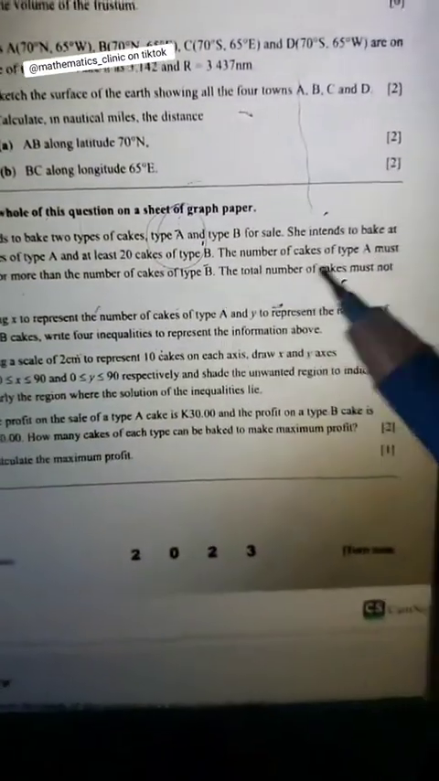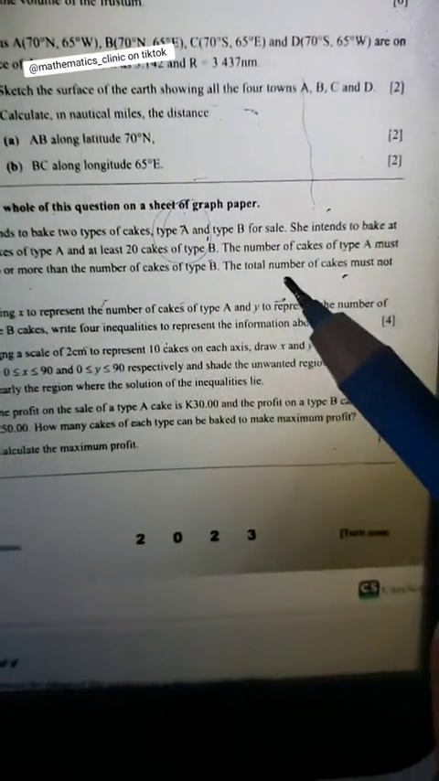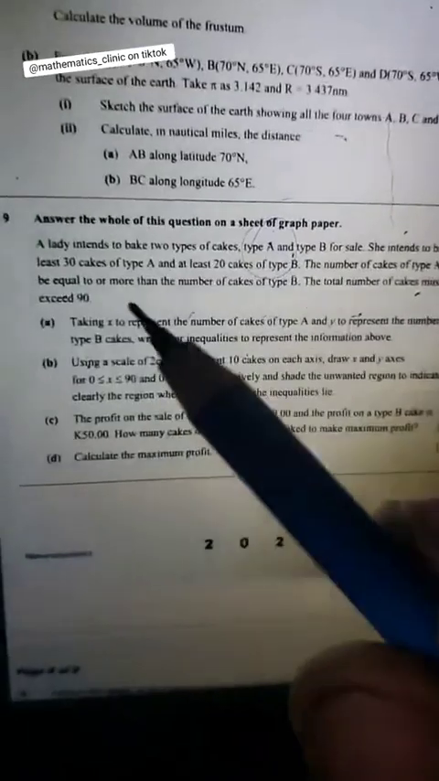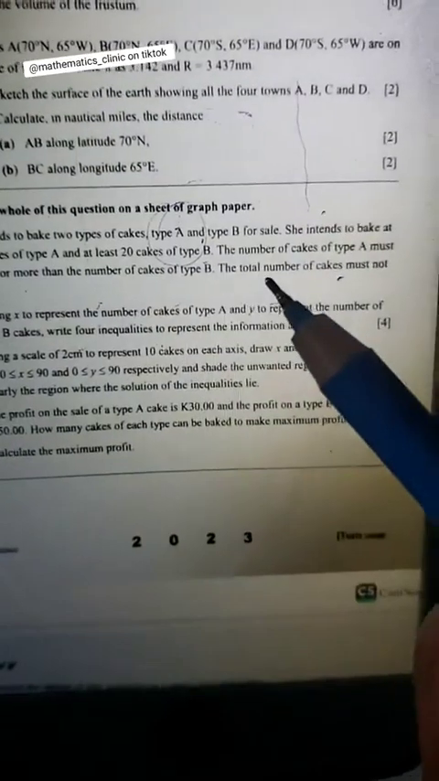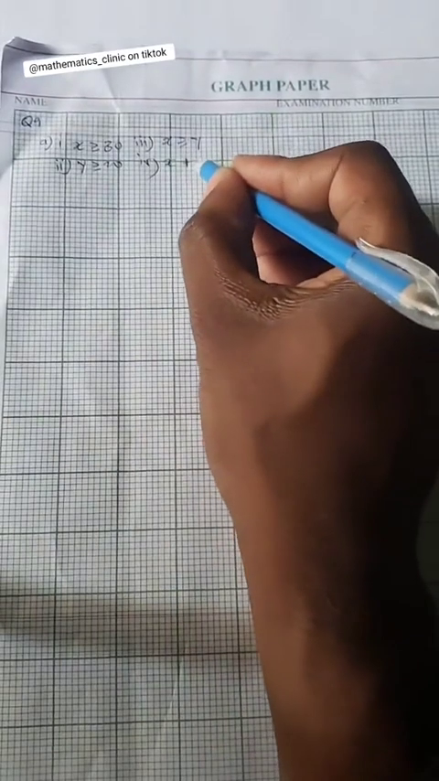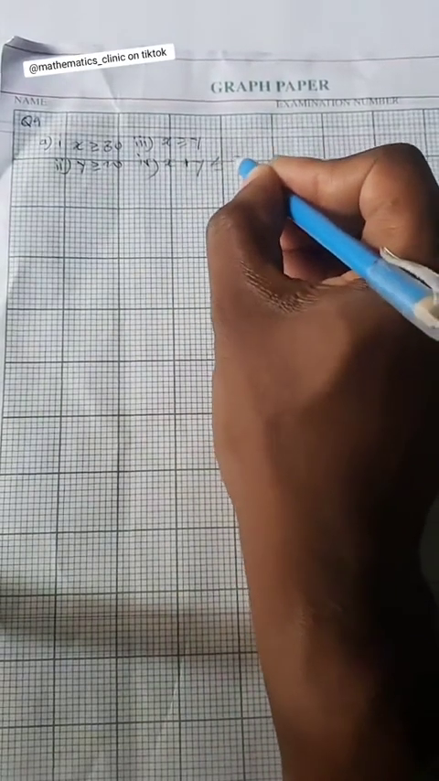Then the last inequality is saying that the total number of cakes must not exceed 90, meaning that the cakes of type A plus the cakes of type B should be less or equal to 90. That's the 4 inequalities. That's how we come up with the 4 inequalities.